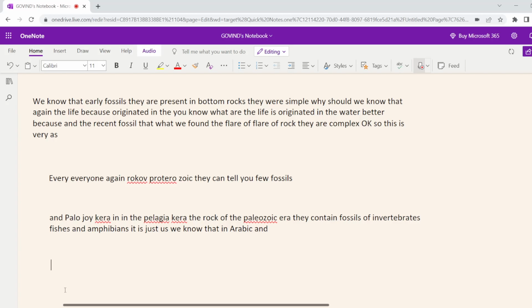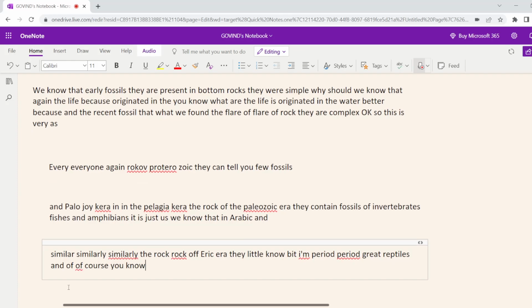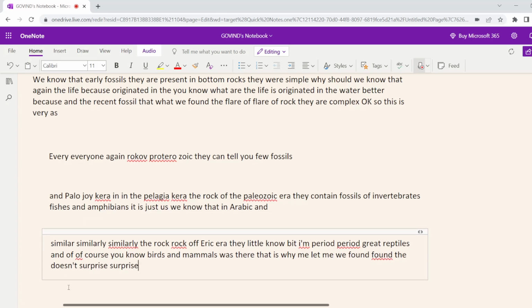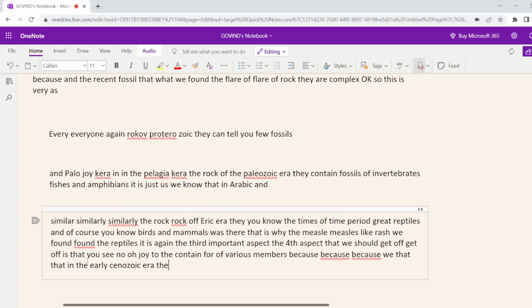Similarly, the rock of the Mesozoic era, that was a time period of great reptiles, and of course birds and mammals were there. That is why in the Mesozoic era rock we found the fossils of reptiles. It is again the third important aspect. The fourth important aspect that we should be aware of is that in the Cenozoic era the rocks contain fossils of various mammals, because we know that in the early Cenozoic era the mammals were abundant, and of course we are in the Cenozoic era itself.